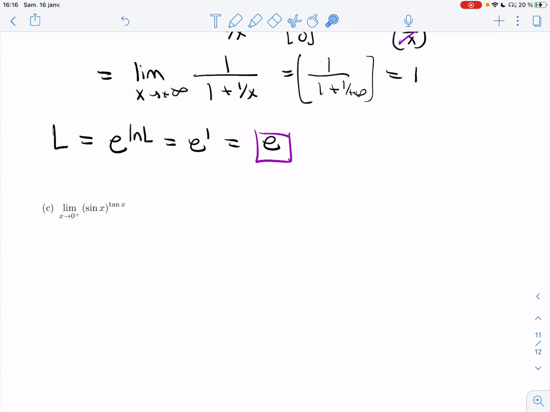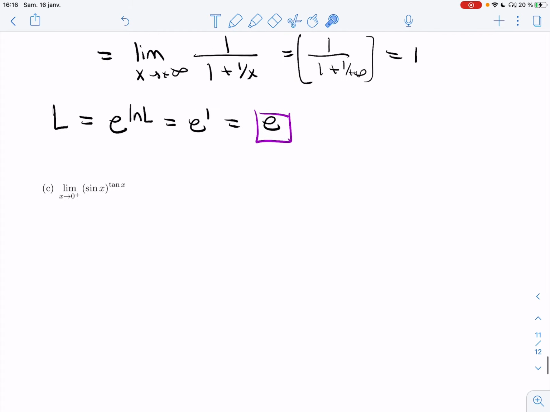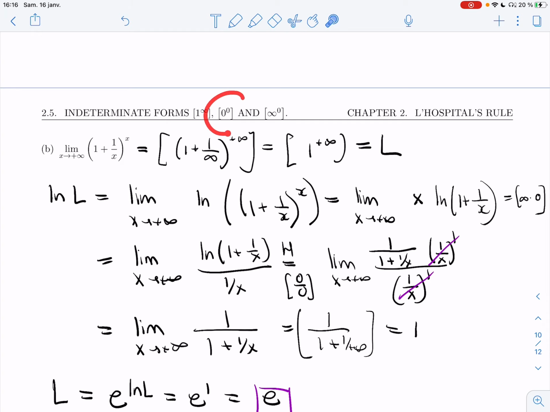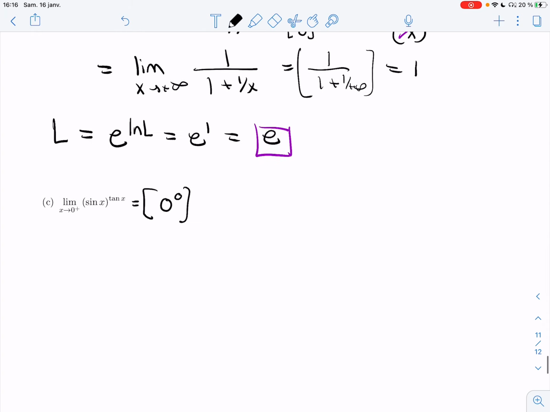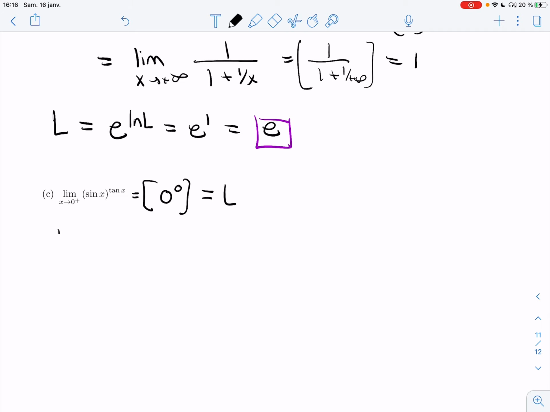All right, let's try a second limit. Let's try the limit as x goes to 0 plus of (sine of x) to the tan of x. If I plug it in, I'll get sine of 0, so 0. Tan of 0 is 0 as well. I get 0 to the 0. Is it in my list? Yep. So it's indeterminate. So this is going to be L. I'm going to apply log to it. I'm going to get log of (sine of x) to the tan of x.